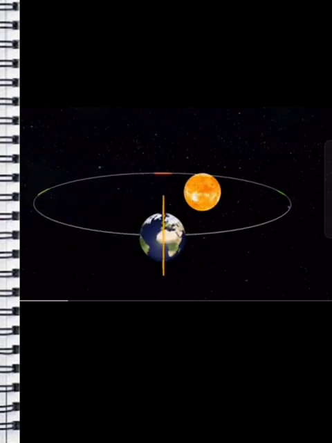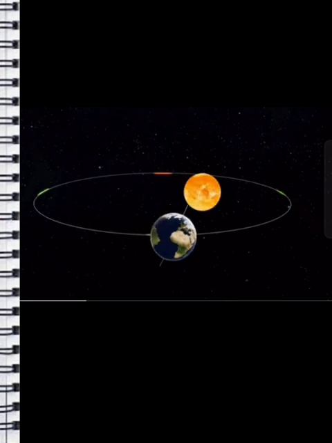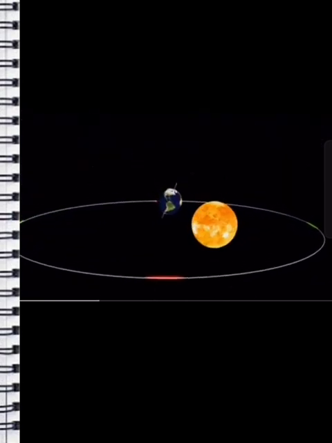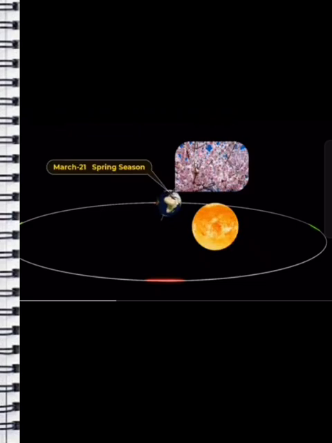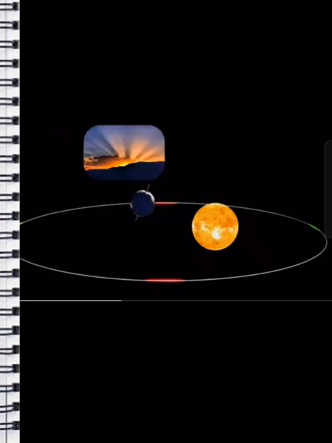Earth is tilted on its axis at an angle of 23.5 degrees. This tilt is what causes the changing of seasons. As the Earth orbits the sun, different parts of the Earth receive different amounts of sunlight depending on the season. As the Earth orbits the sun, the northern and southern hemispheres experience opposite seasons due to the tilt of the Earth's axis. During the spring, the northern hemisphere begins to tilt towards the sun, bringing longer days and warmer temperatures.